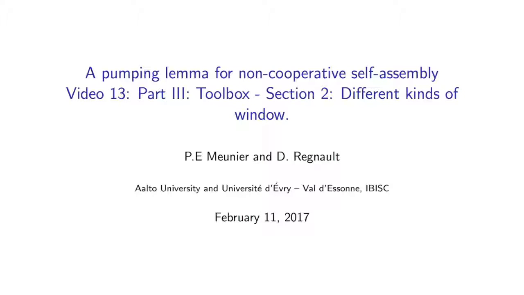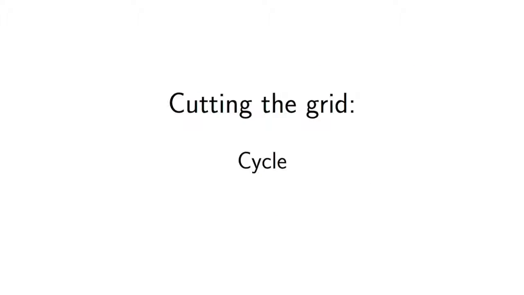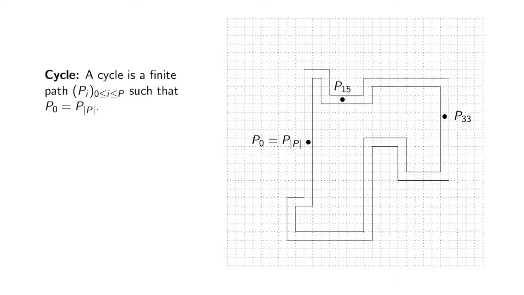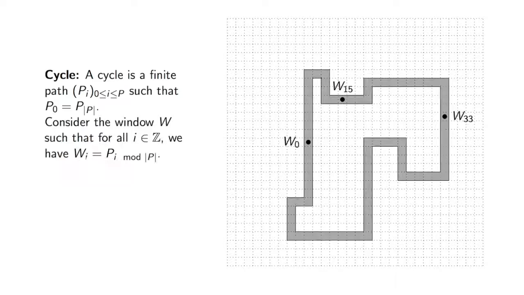This is video 13. In this video we present the different kinds of cut of the grid that will be used along the proof. There are 5 parts in this video. First, we will cut the grid by using a finite cycle. A cycle is a path such that its first position is equal to its last position. We consider simple cycle. The cycle intersects with itself only at its first and last position.